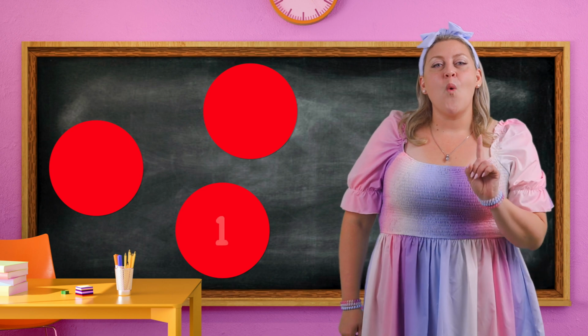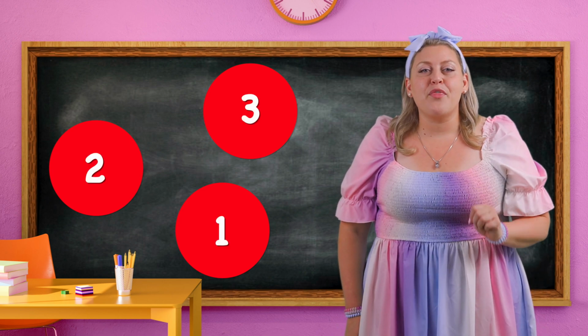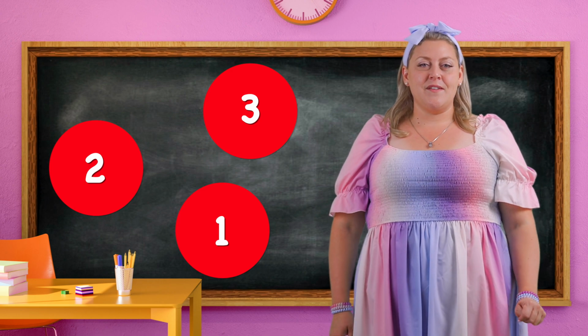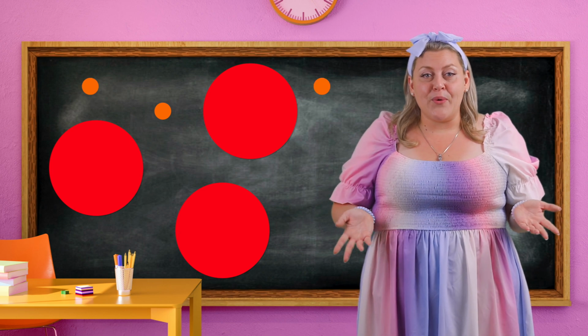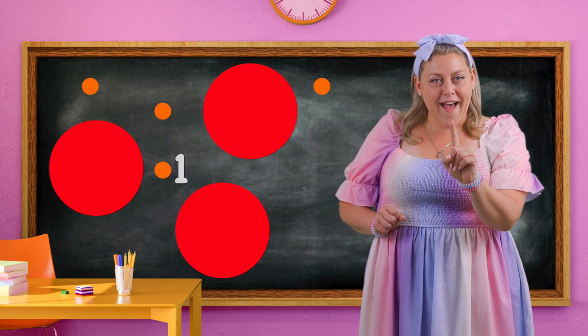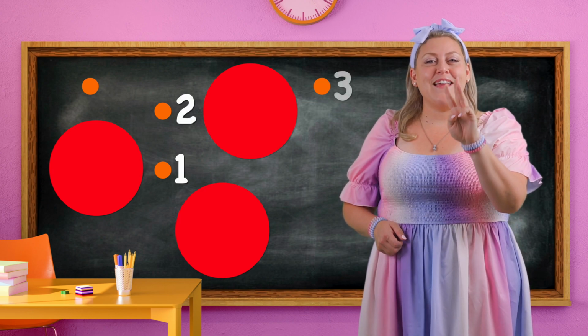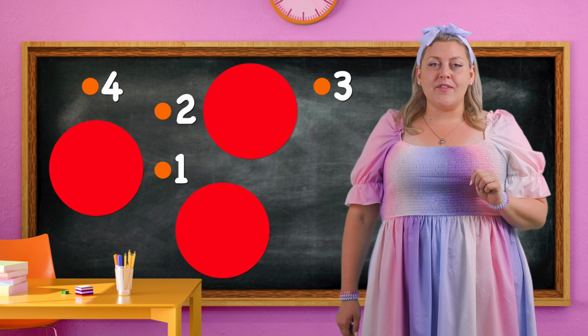That's right. 1, 2, 3. You counted 3 big circles. What about the small circles? Can you count those too? Give it a try. 1, 2, 3, 4. You counted 4 small circles.